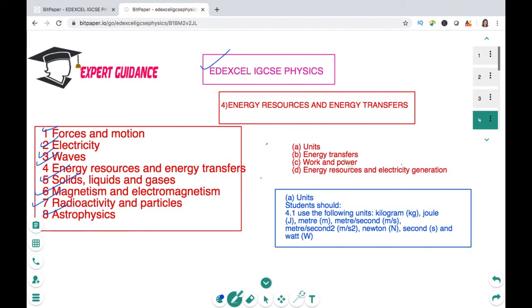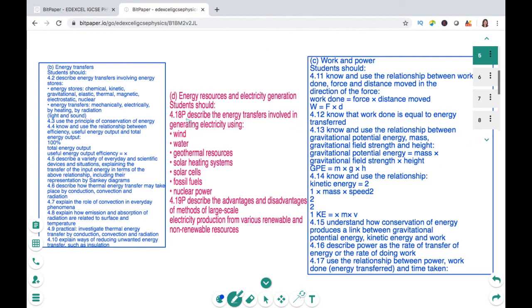We'll be looking over the units. We'll be looking over energy transfer, work and power, energy resources and electricity generation. The units that we'll look over in this section will be kilogram, joules, meters per second squared, newtons, seconds and watts. And in energy transfer, we'll be looking over the different types of energy like chemical, kinetic, gravitational, elastic. We'll be looking over how the heat transfer takes place, what is energy efficiency, how do we draw the Sankey diagram, how the thermal energy transfer takes place.